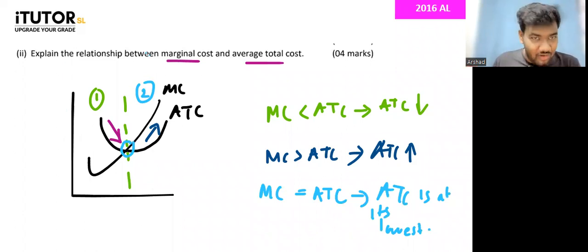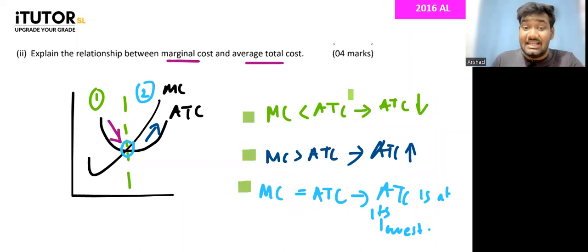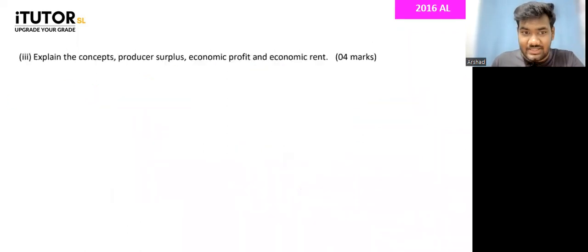Don't write in point form. Write it in a sentence. For example, when marginal cost is less than the average total cost, the average total cost of the firm will decrease. That's point number one. This green color point, I have highlighted. So write that in sentence form like that. Are you all okay with that? That's the relationship between marginal cost and average total cost, right? Okay. So we'll move to the next question.